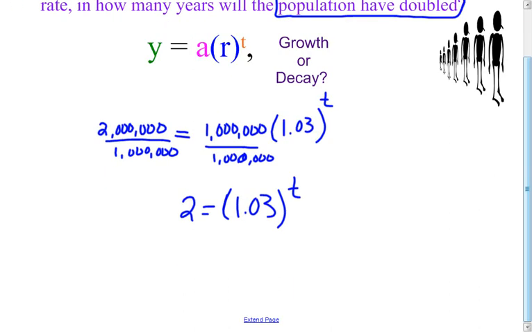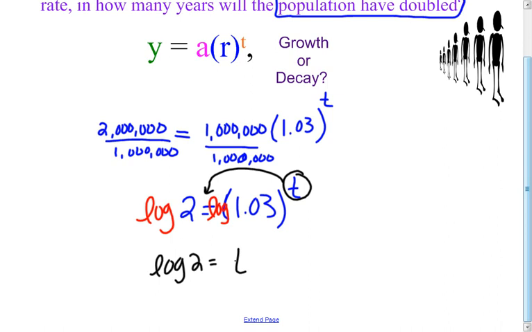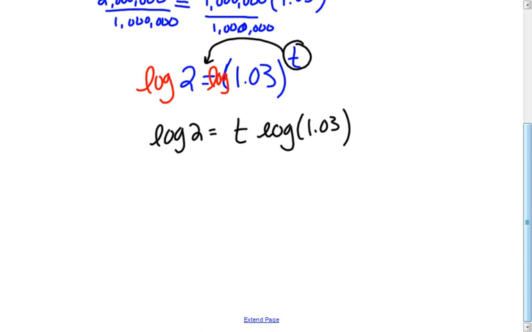And then you need to solve this, and you cannot get 2 and 1.03 as powers of the same number. So the only choice you have to solve this is to take the log of both sides. So that's what I will do. When I use my log properties then, this t needs to come out in front. And so then I will have the log of 2 equals t times the log of 1.03. And then to solve for t, I will divide by log of 1.03.